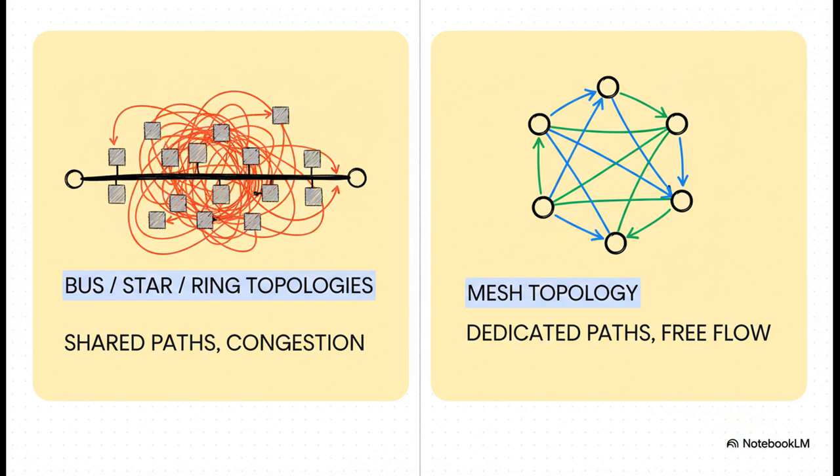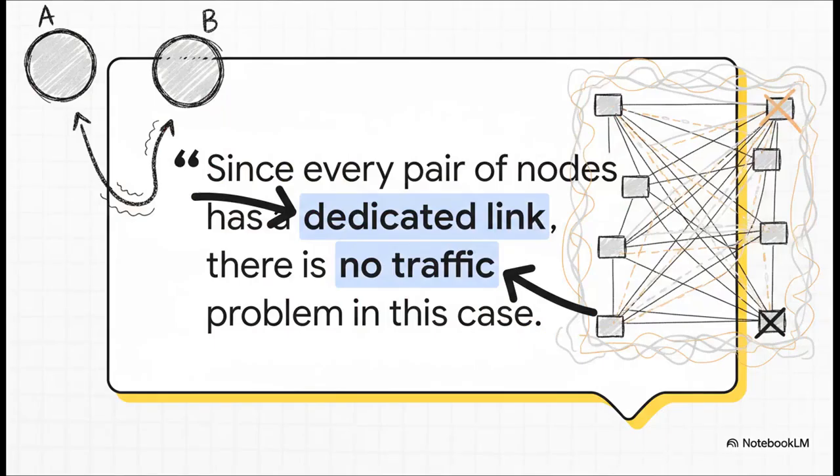If too many devices try to talk at once, you get a data traffic jam, a bottleneck. But on the other hand, you have the mesh topology. This one gives every conversation its own private, dedicated highway. No sharing needed. And that's exactly why mesh is the hands-down winner when it comes to avoiding traffic. It's all about those dedicated links.